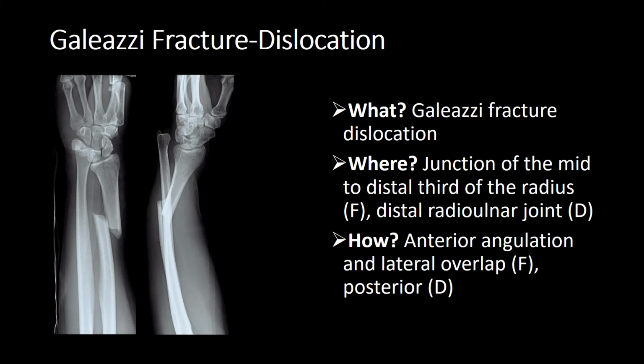So what is it? It's a Galeazzi fracture dislocation, where it's at the junction of the mid to distal third of the radius, that's the fracture, and we've got dislocation of the distal radioulnar joint. So how is it? Well, our fracture has anterior angulation and lateral overlap. That's important to comment on the overlap. And the dislocation has got posterior dislocation.